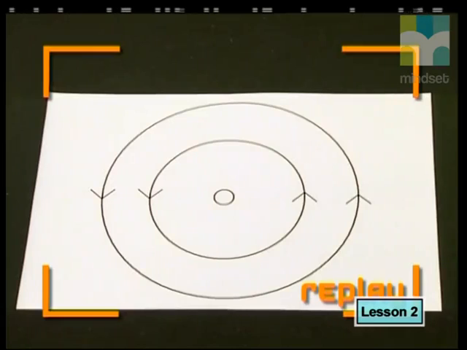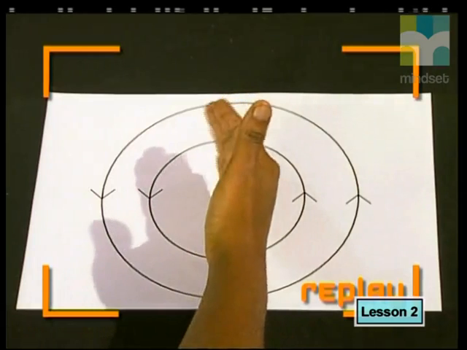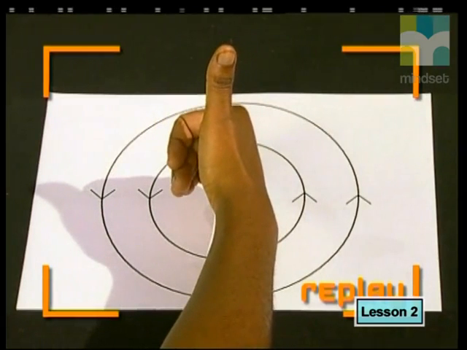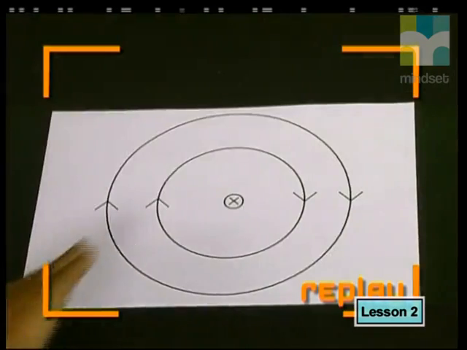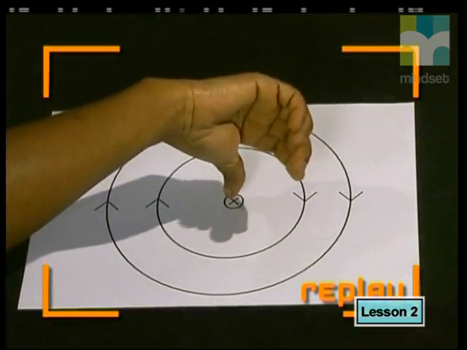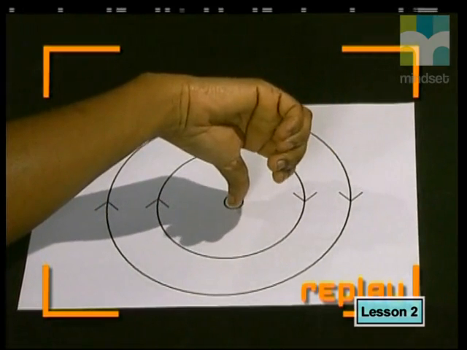Where the current is moving up, the curl of my fingers shows that the direction of the magnetic field is anti-clockwise. And here, where the current moves down into the surface, the curl of my fingers shows that the direction of the magnetic field is clockwise. These observations help us draw a diagram of the field lines around the conductor in the loop arrangement.